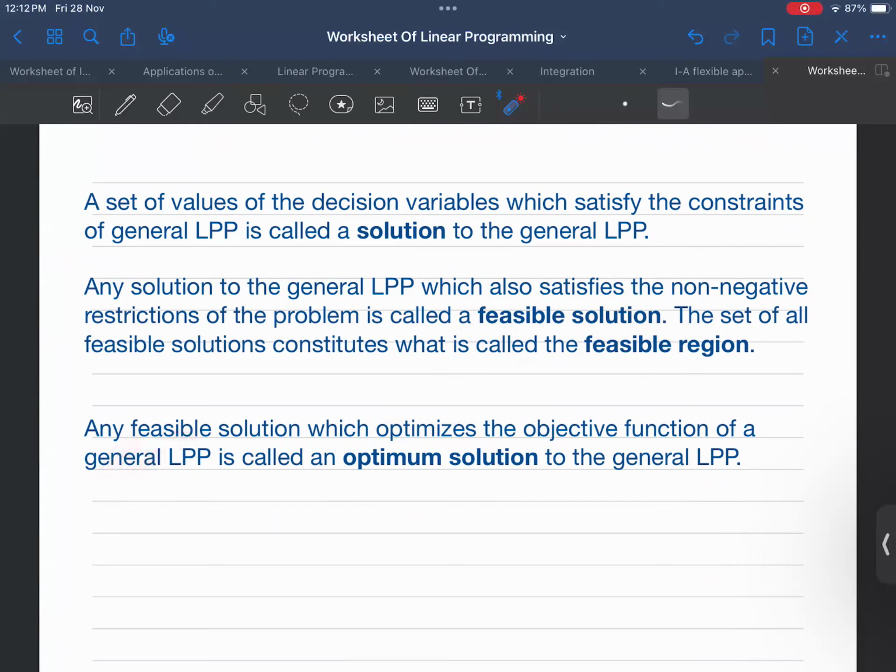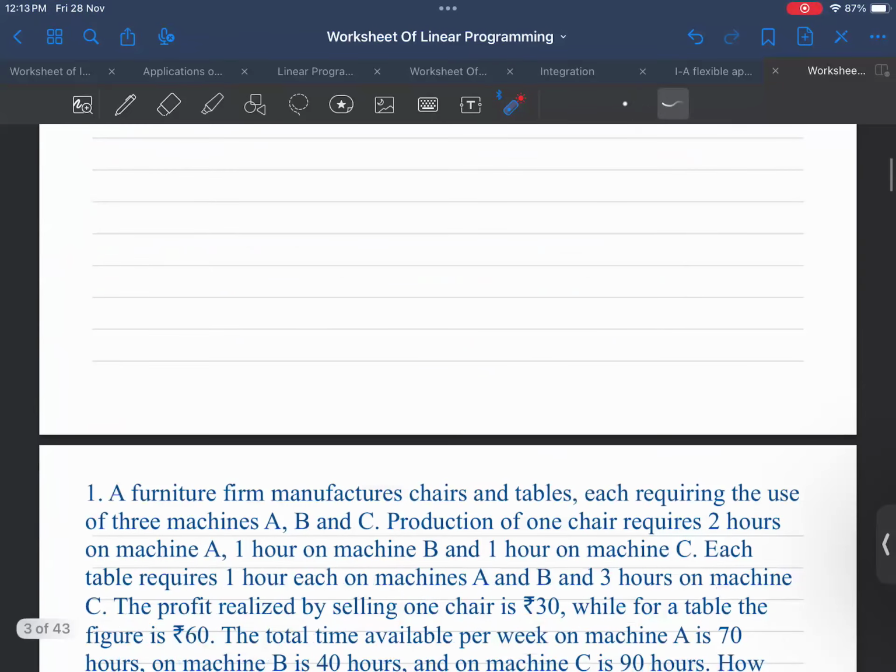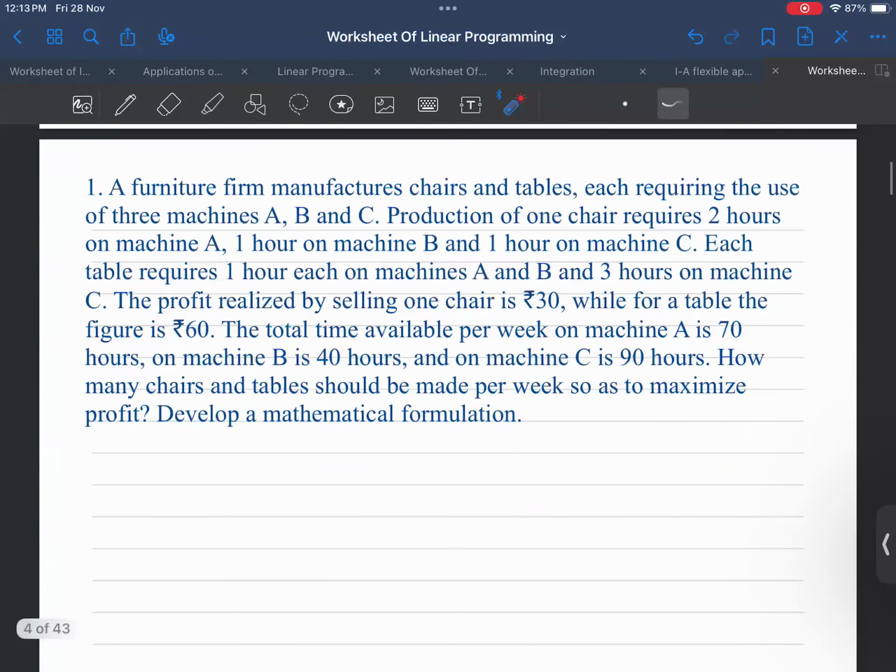Sometimes the question comes up in the exam: is the optimal solution a feasible solution, or is a feasible solution an optimal solution? How confident are you? Or can we say it's one and the same thing? So you have to explain it. Feasible solution satisfies the constraints as well as the non-negative restrictions. But optimum solution satisfies the objective function of the general LPP also, along with the other two, that's the constraints and the non-negative restrictions. I think it's clear. Let's do one question on the formulation, a simple one, and then we will directly go ahead with the simplex method.